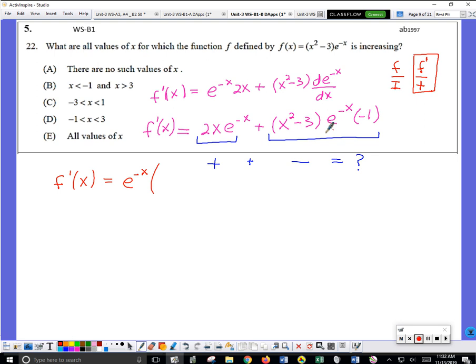This term also has a factor of e to the negative x. So I pull those factors out of each term. So Trey, what factors remain here? 2x plus negative 1 and x squared minus 2. 3 points for Trey.